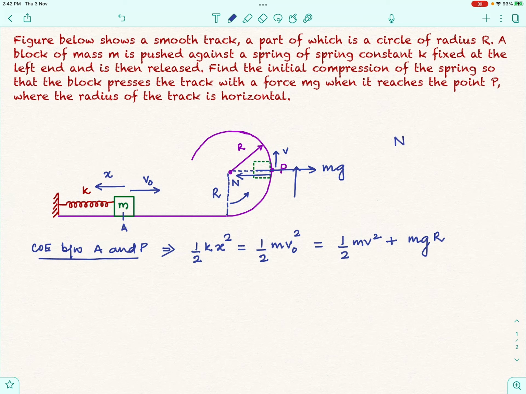So, N at the point P, the normal reaction at the point P, is mg, and the normal reaction acting on the block is towards left, which is a radial force acting towards the center of the circular path in which the block is moving, right. So, we can use the force equation on the block at point P to find the relationship between this normal reaction force and the velocity of the block by writing the force equation here.